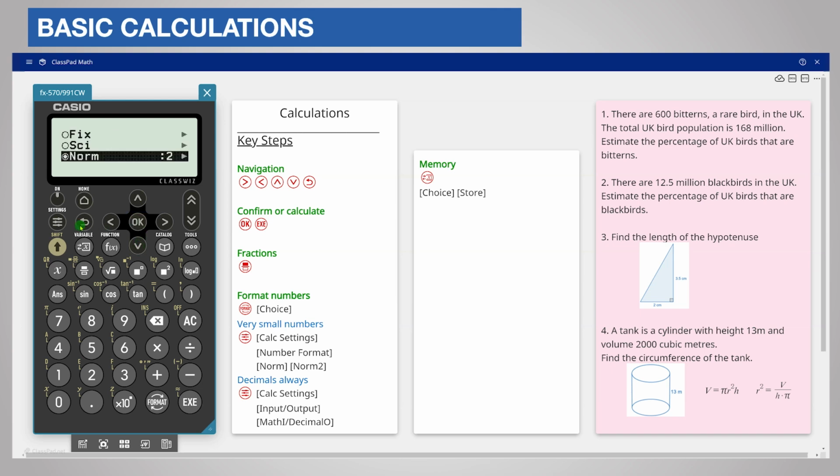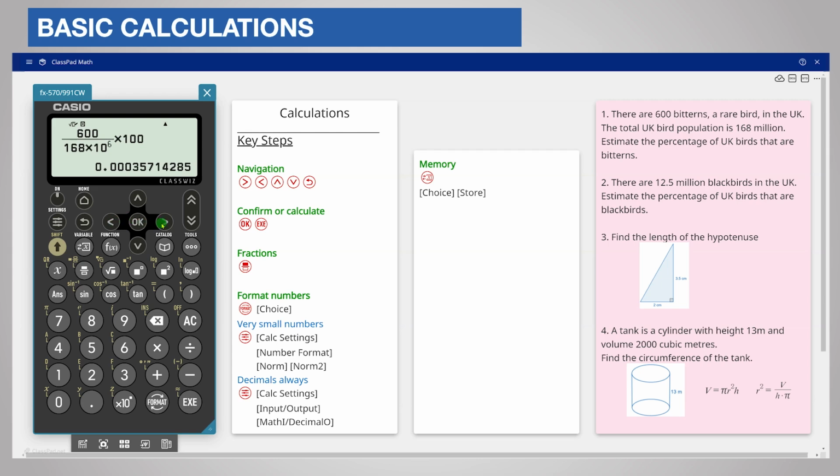Press back 3 times to return to the calculation screen. Format your calculation as before as a decimal. This time the calculator displays an ordinary number. You can edit this calculation to find the proportion of blackbirds in the second example.